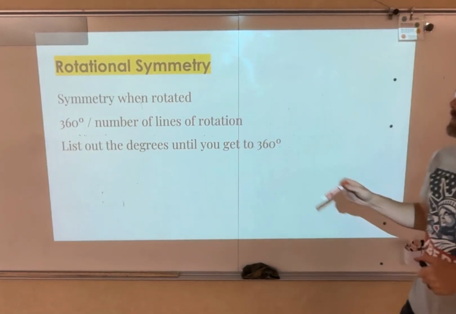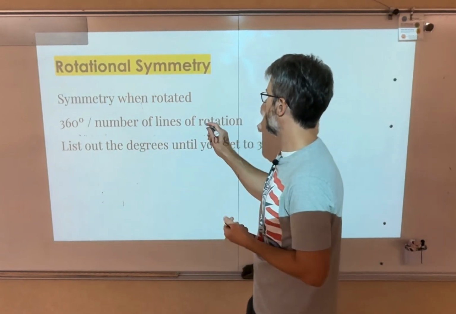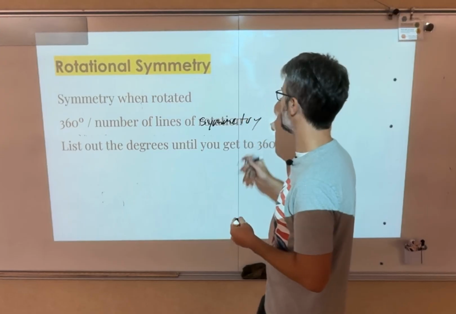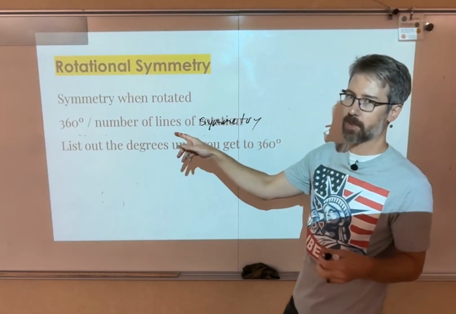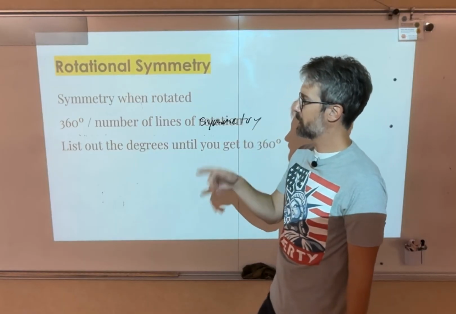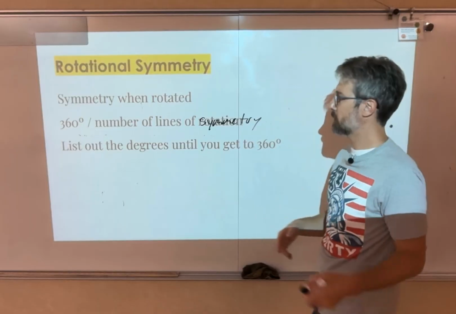to achieve symmetry. So the way we can do that, we can find the number of lines of symmetry. We can divide 360 degrees, that's a full circle, right? A full rotation, we can divide that by the number of lines of symmetry, and that gives us the rotational symmetry.